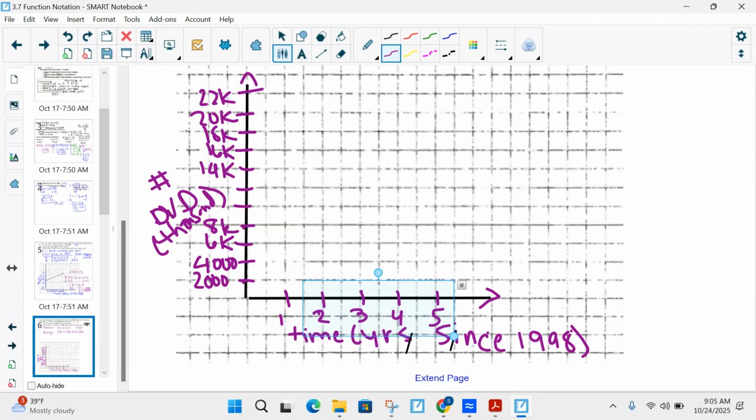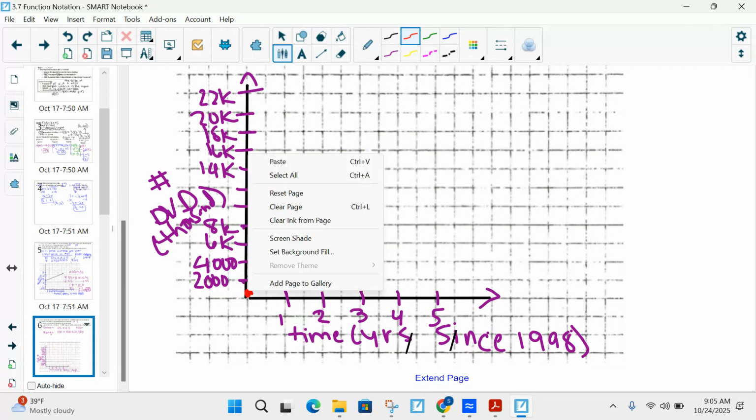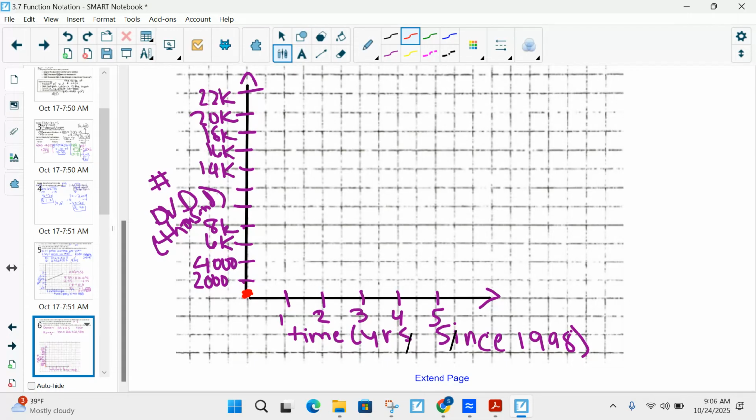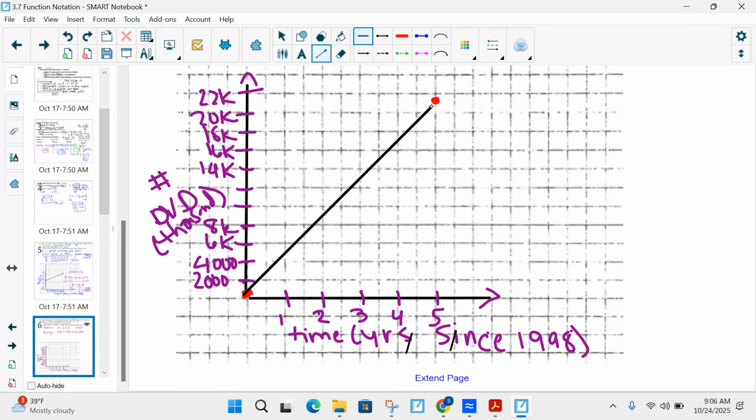Okay, so our first point is 330, which is basically very close to 0 because the first y value is 2,000 here. So your first point will be way down here. And then the ending point will be at 5, between 20,000 and 22,000. So 5 years later, the graph is up here. And then you will take your 2 points and connect them with a line segment.